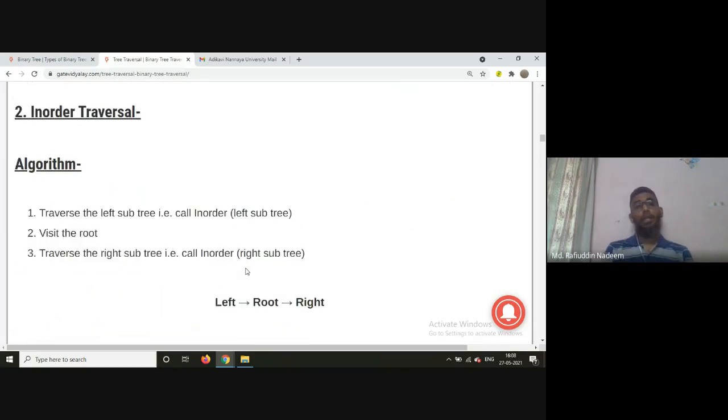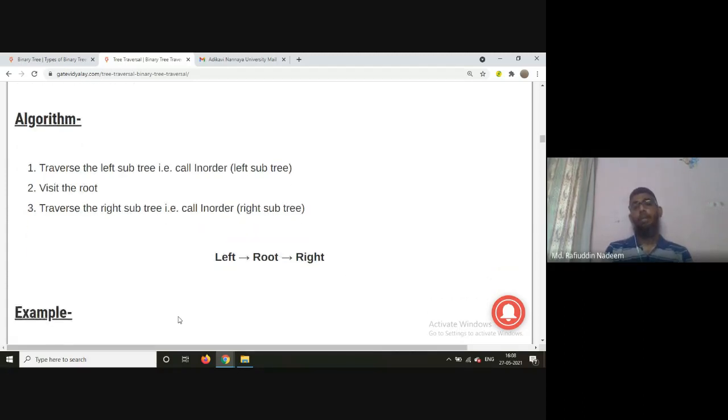Next we have the in-order traversal. The in-order traversal will be like this. First, visit the left subtree by calling the in-order, which means you have to go to the extreme left. Then after that, you have to visit the root. Then you have to come to the right subtree by calling the in-order traversal on the right subtree. Previously it was root, left, right. Now it is left, root, right, which means go to the extreme left.